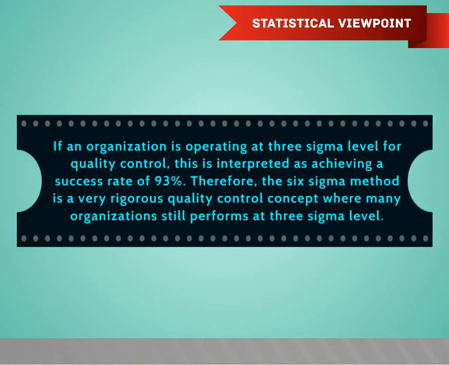If an organization is operating at 3 sigma level for quality control, this is interpreted as achieving a success rate of 93%. Therefore, the Six Sigma method is a very rigorous quality control concept where many organizations still perform at 3 sigma level.